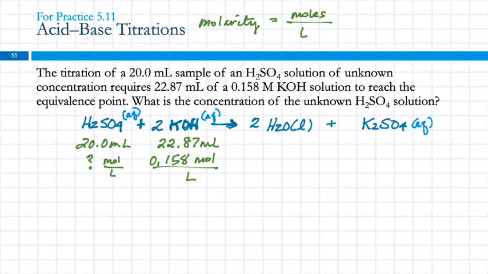Do I know either of those things? Yeah, I have the volume in milliliters, which I can convert to liters. So that's going to be 0.0200 liters. Converting between milliliters and liters can be done in your head. You're moving the decimal point 3 places. Just make sure you move it in the correct direction.